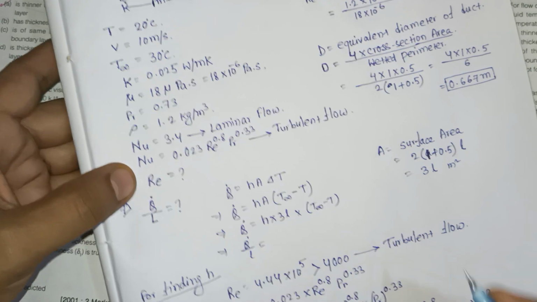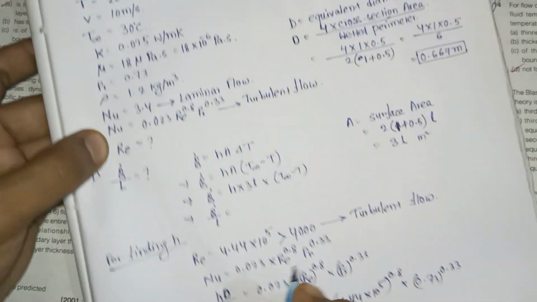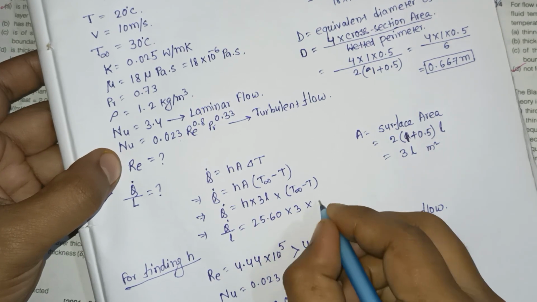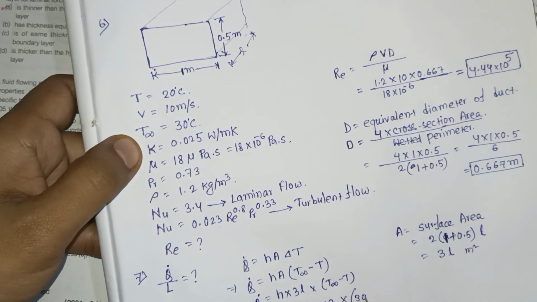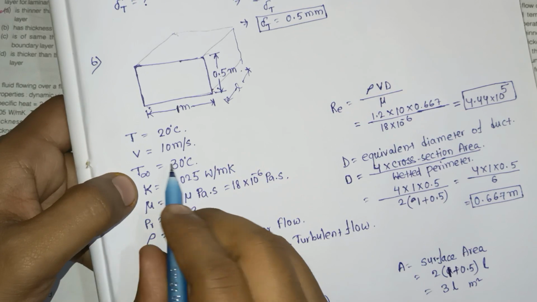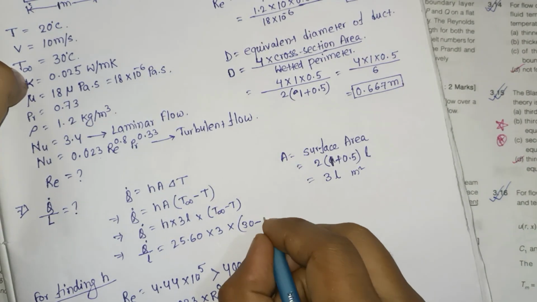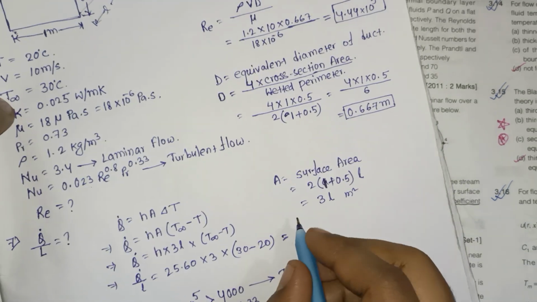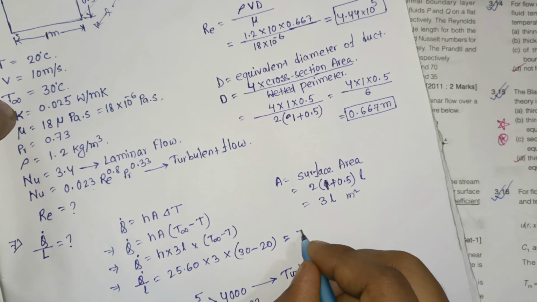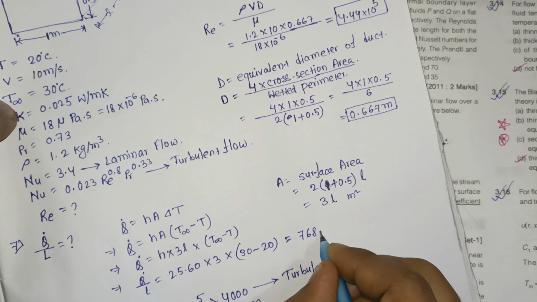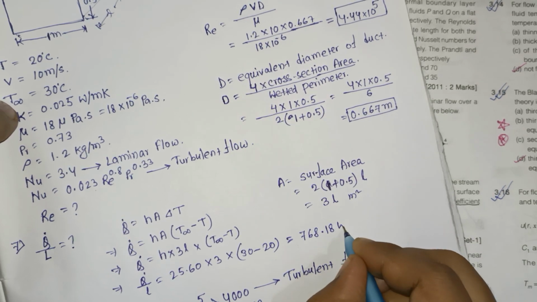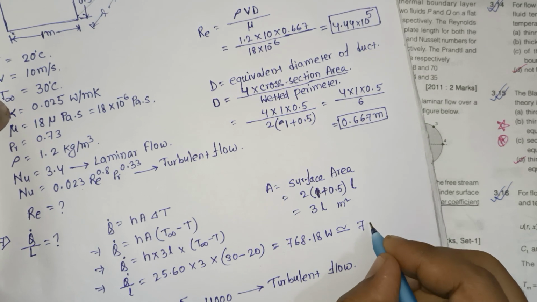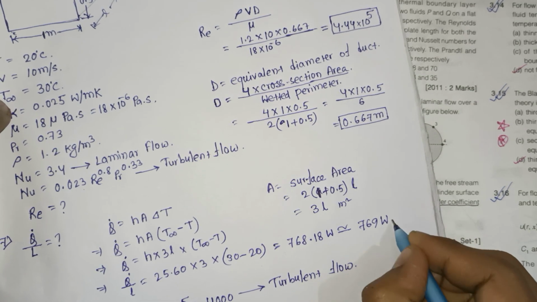From here, Q dot by L is equal to h, which is 25.60, into 3 into (T infinity, that is 30, minus T, that is 20). If you calculate that value, it will be 768.18 watt, which is approximately equal to 769 watt.